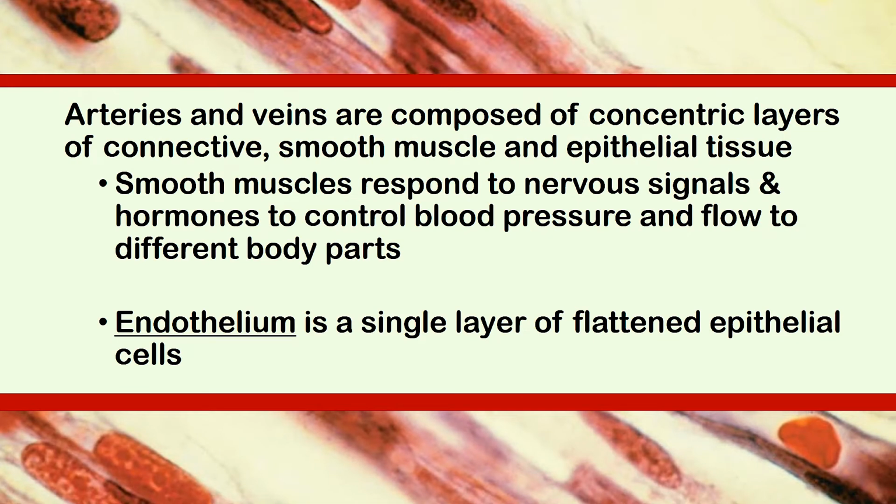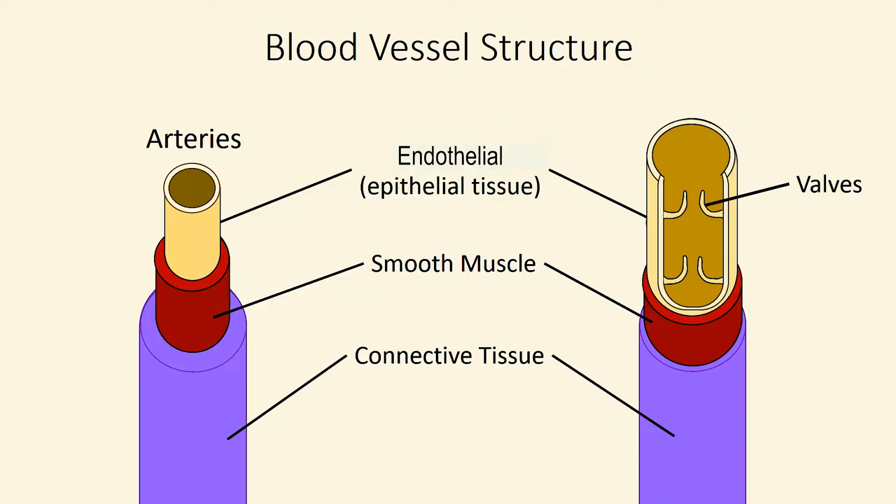So what really is the difference between an artery and a vein? Arteries and veins are composed of concentric layers of connective, smooth muscle, and epithelial tissue. The smooth muscle within those arteries and veins will respond to numerous nervous signals and hormonal signals, which will allow them to contract or relax. This plays a role in the control of blood pressure and can also control blood flow to different parts of the body.